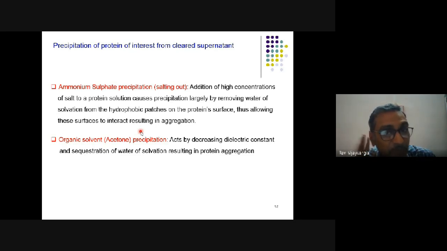This is not an irreversible process. This is reversible. So in the pellet, if you add fresh buffer, it will again come into solution. But what you can do is collect pellets of different percentages of ammonium sulfate, 30%, 40%, 50%, and then those pellets you redissolve in your buffer and then run SDS-PAGE and stain it.